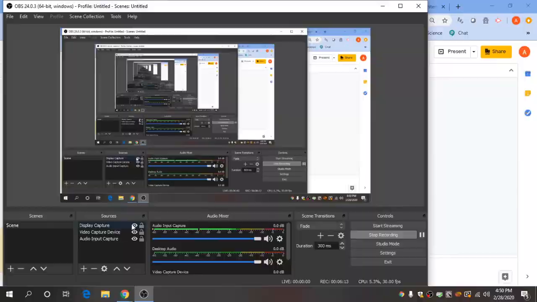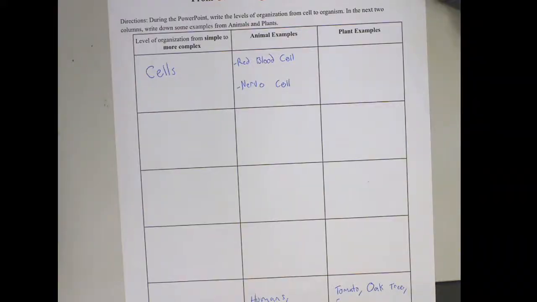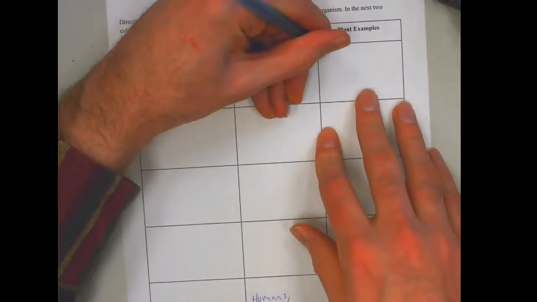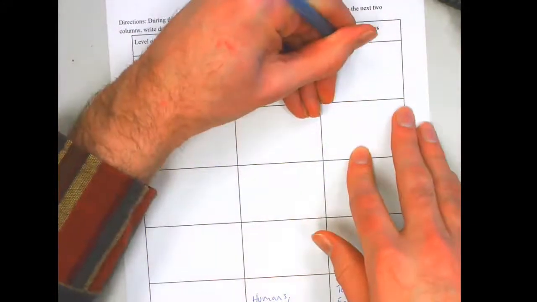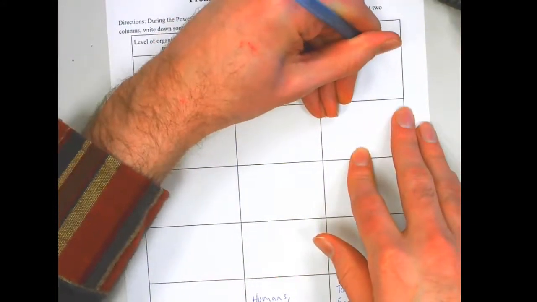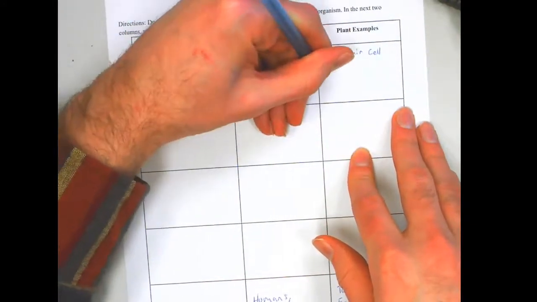Silly McLaren. So I think we had root hair cell, and a leaf guard cell.